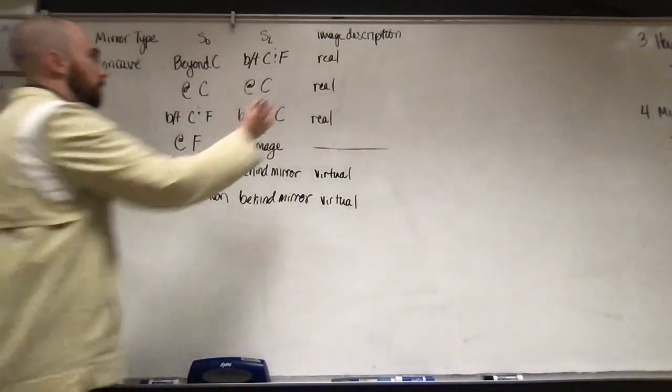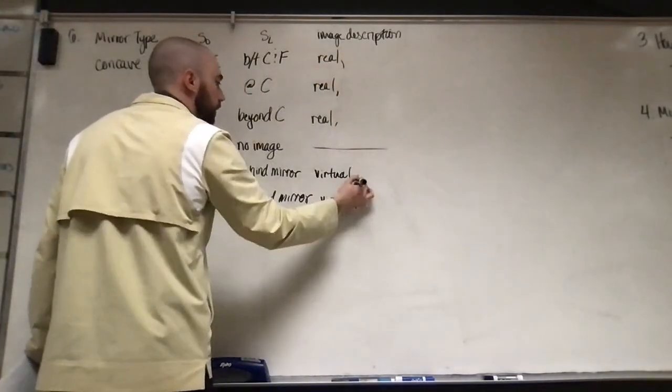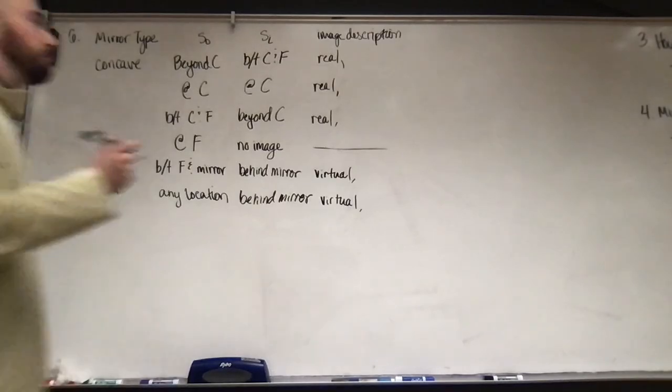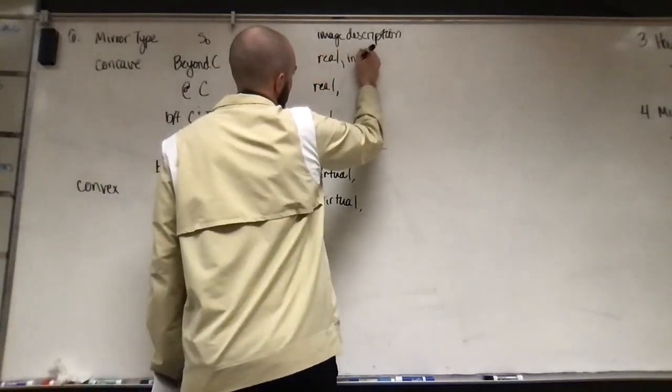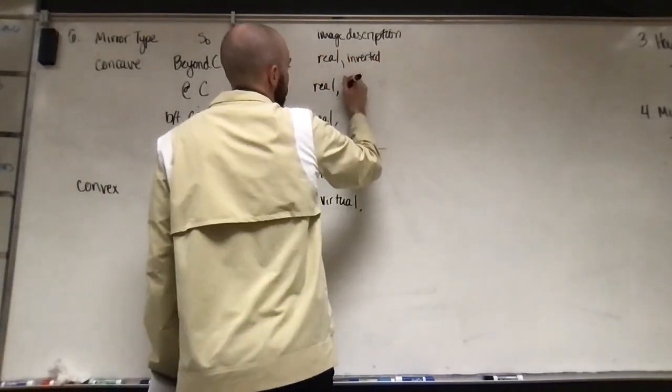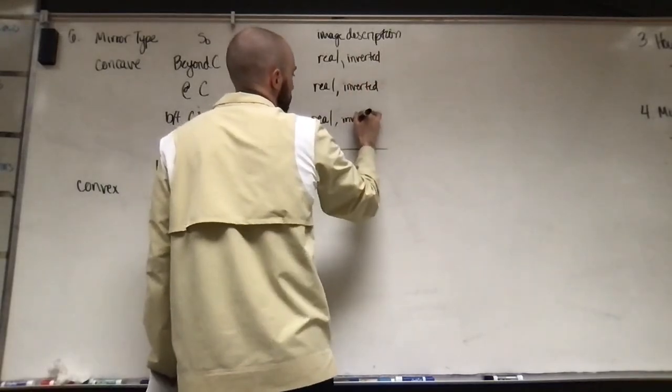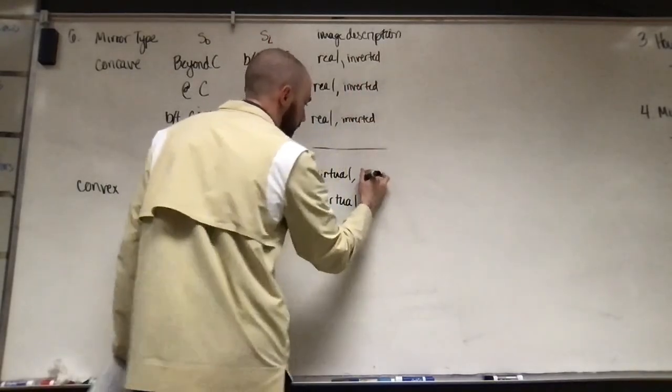All right, now the next descriptor, we're going to be looking at whether it is inverted or upright. So anytime you get a real image, definitionally, because the rays are crossing for you to make it, it's going to have to be inverted. That's what flips it upside down. Real images are always inverted, which means that virtual, on the other hand, have to be upright.